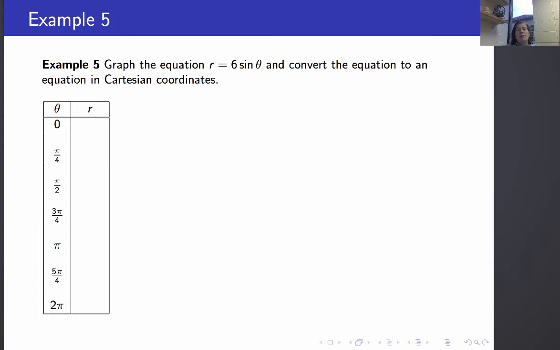Now suppose I'm given an equation of the form r equals 6 times sine theta, and I want to graph it, and perhaps I also want to convert the equation to an equation in Cartesian coordinates. The first thing I can do is what we all did when we started graphing functions. I can take a few values for theta and calculate the corresponding r's, plot the points, see if I can discern any pattern, and join the dots.